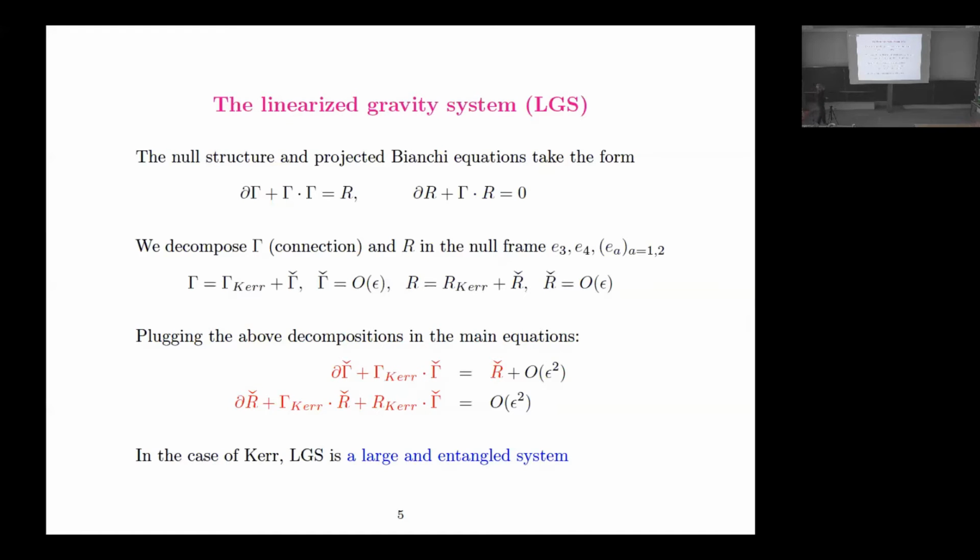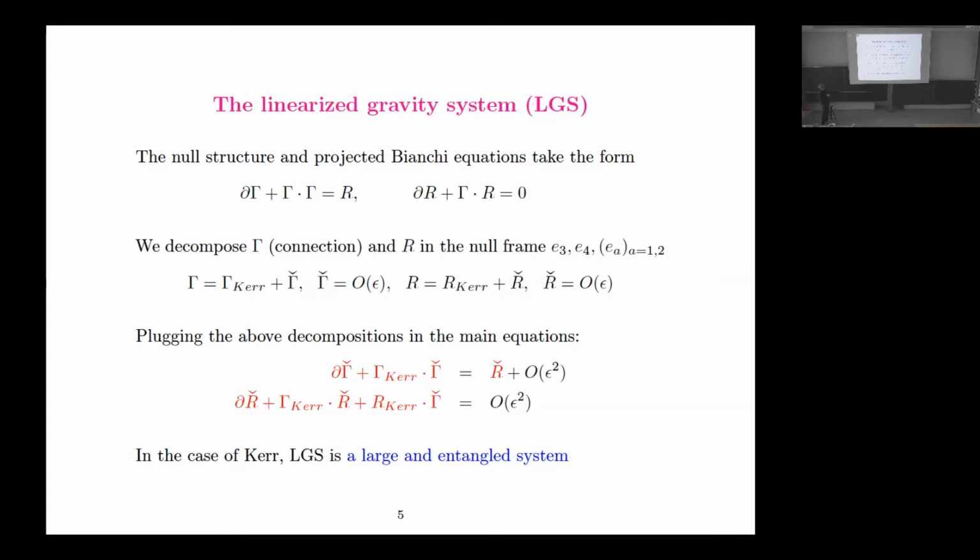Okay, so let me now start with something. We heard already a lot about the linearized system. So when you talk about stability, you want to linearize your equations around the objects for which you study stability. So here I want to derive the so-called linearized gravity system, which are simply the linearized Einstein equations around Kerr. Okay, so for this I have 2 sets of equations.